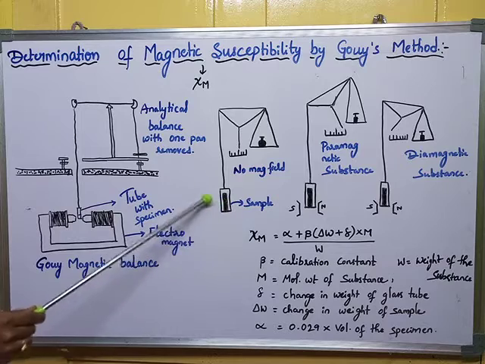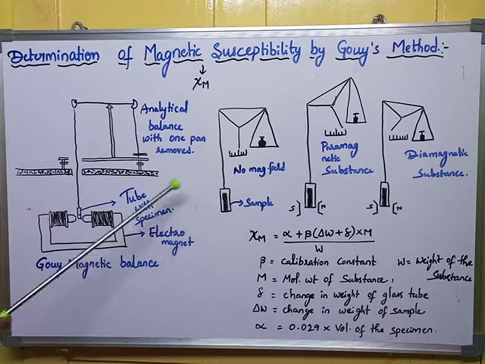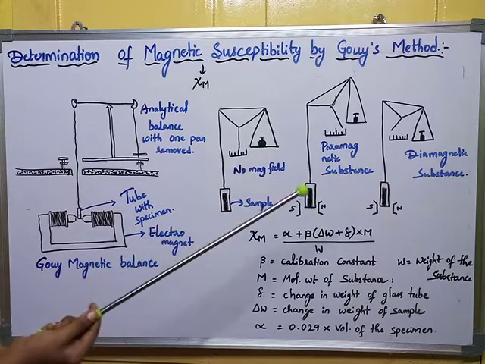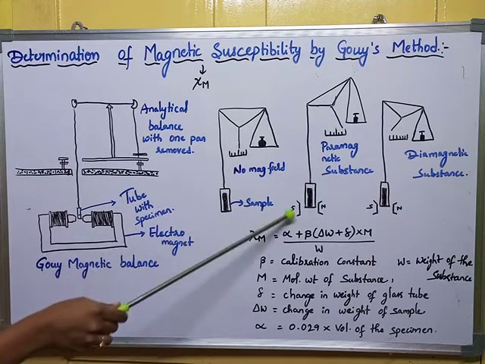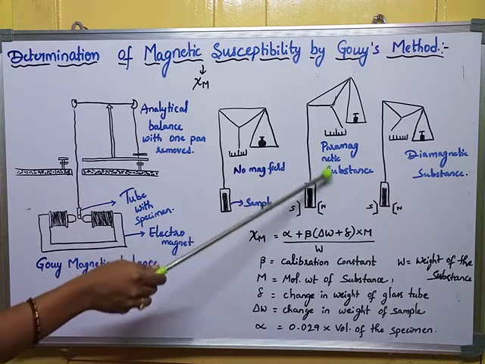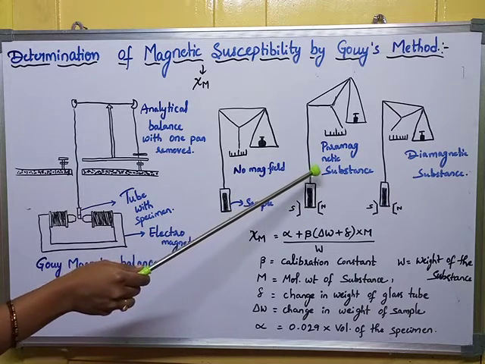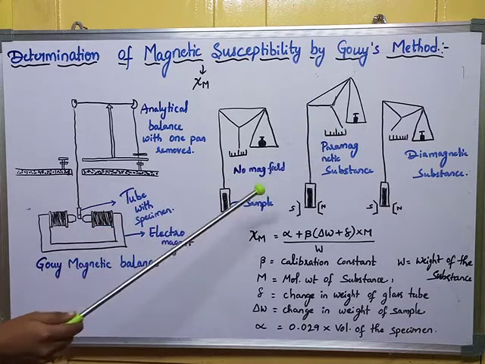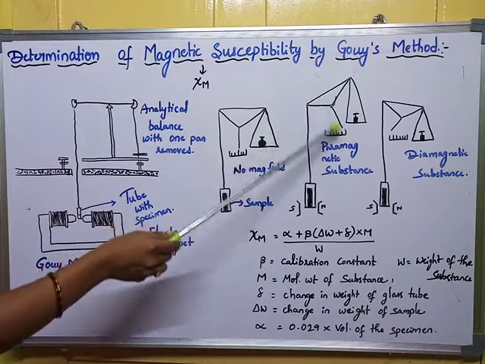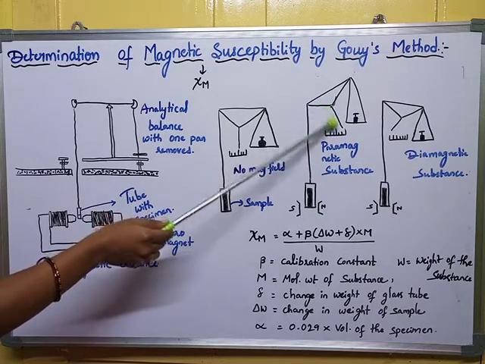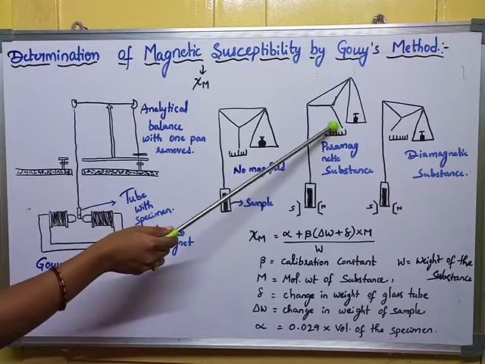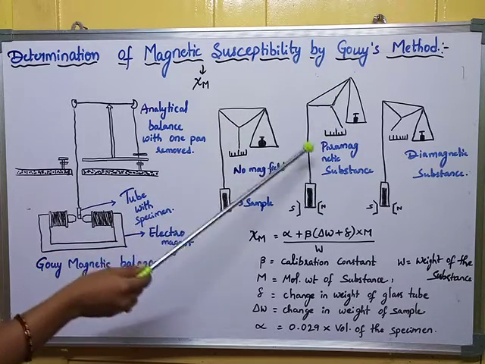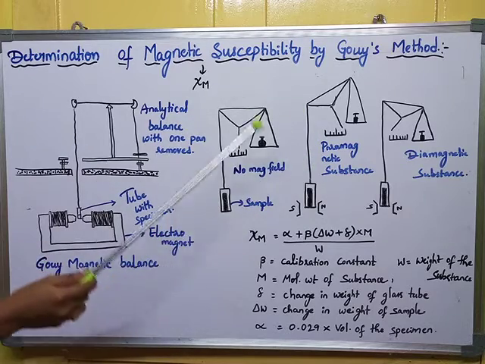In the beginning we are not applying any magnetic field, we are just taking the weight of the substance, so the equal weight is observed. Whenever I apply a magnetic field and keep the paramagnetic substance, because of the paramagnetic substance there is an increased weight. You can see the pendulum moving that side, which clearly indicates there is an increase in the weight.